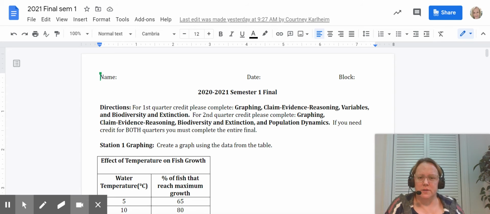The 2020 to 2021 Semester 1 Final. Directions. For first quarter credit, please complete graphing, claim evidence reasoning, variables, and biodiversity and extinction. For second quarter credit, please complete graphing, claim evidence reasoning, biodiversity and extinction, and population dynamics. If you need credit for both quarters, you must complete the entire final.